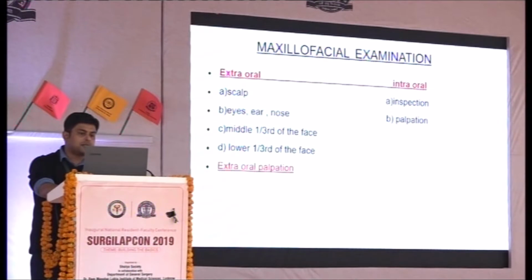Now the maxillofacial examination can be broadly divided into extraoral and intraoral examination. In the extraoral examination, what we do consists of inspection and palpation. What we inspect is the scalp, eyes, ear and nose injuries, the middle 1/3 of the face and the lower 1/3 of the face, and we confirm the same with the palpatory findings. Similarly, in the intraoral examination, we inspect first the intraoral injuries and then confirm it with palpation.